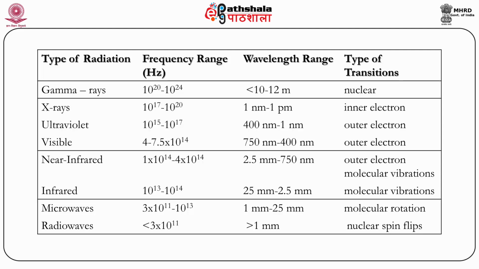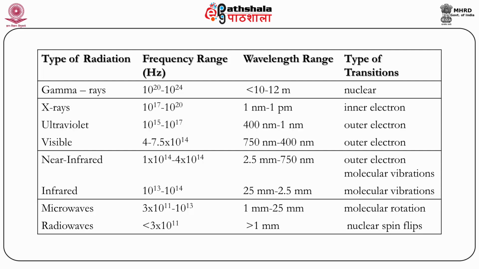Ultraviolet has 10^15 to 10^17 Hz and a wavelength range of 400 nanometer to 1 nanometer. Here the visible range is 7.5 × 10^14 Hz and the wavelength range is 750 nanometer to 400 nanometer. Near infrared is 1 × 10^14 to 4 × 10^14 Hz, and the wavelength range is 2.5 micrometer to 750 nanometer.